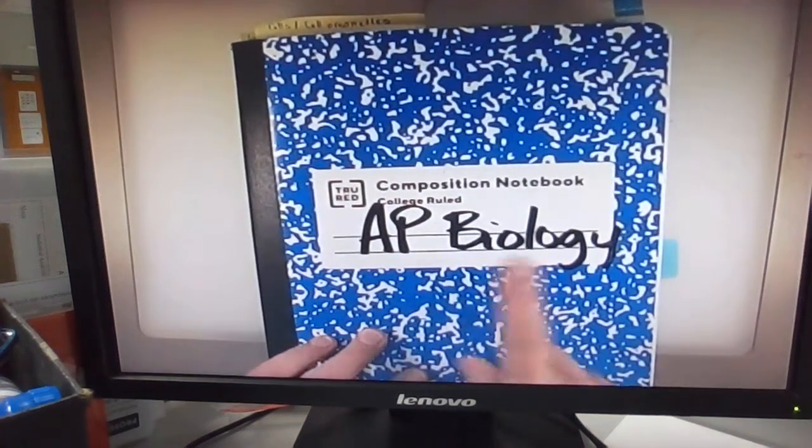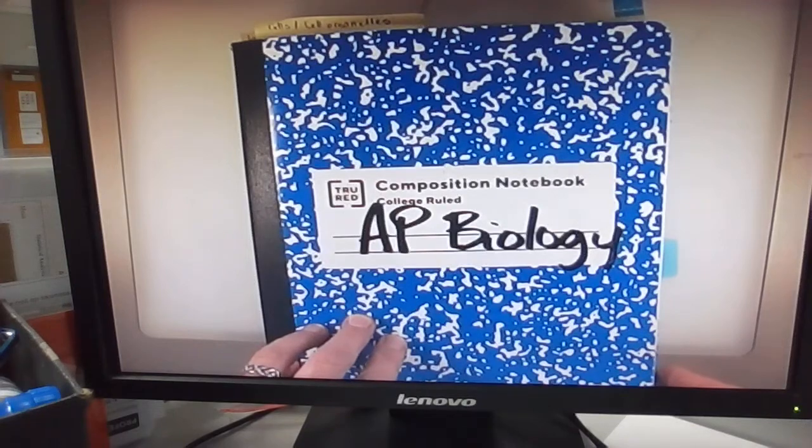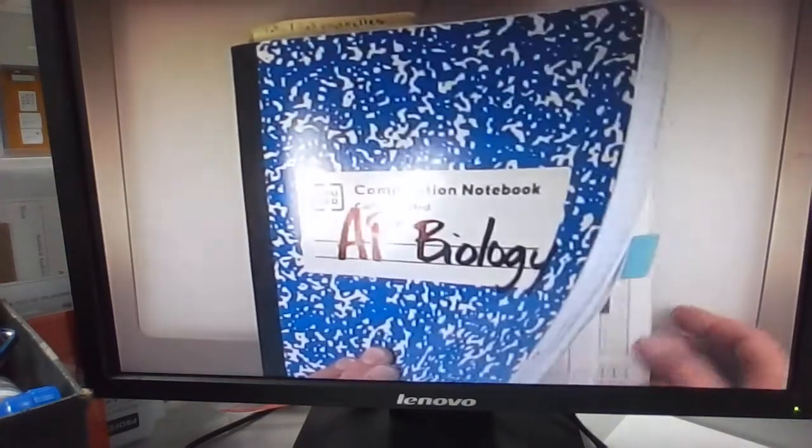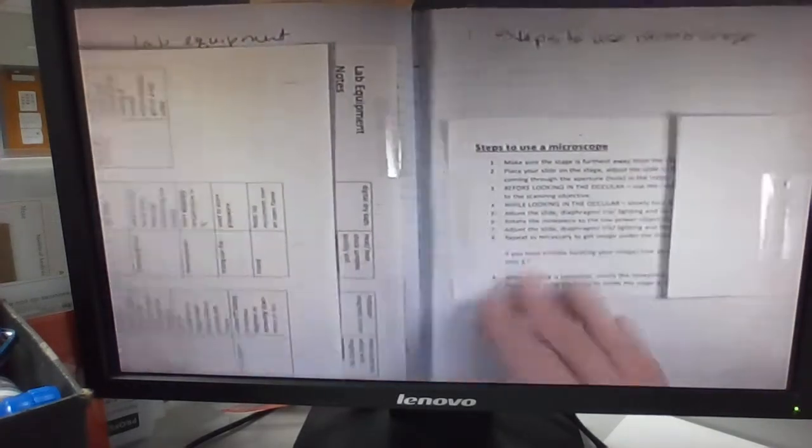The following information goes in the AP Bio comp book, and we're putting it in the back. So we've got our formula sheet, task verbs, lab equipment, how to use the microscope, your notes from the Flynn videos, your GHS symbols, other safety symbols.